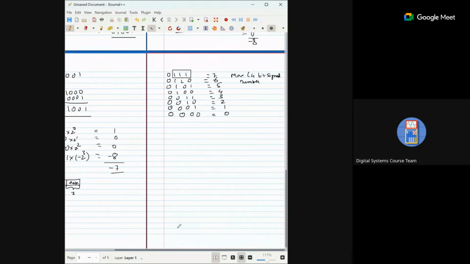Likewise, I have to follow the second case. When I increment one more time, I get 1000, which is equal to minus 8, 1001, which is equal to minus 7, then minus 6, and so on. So look at here.